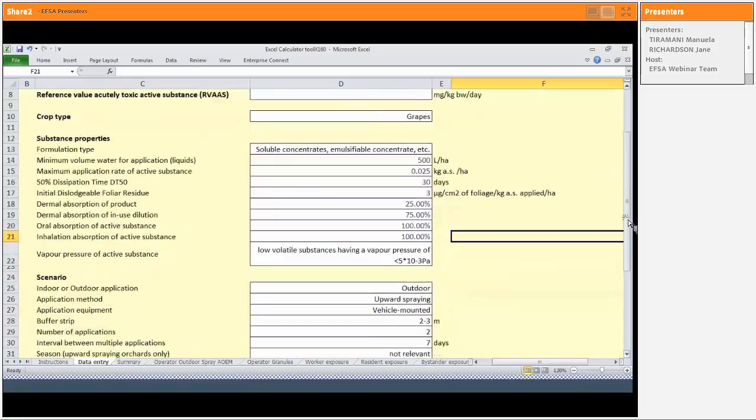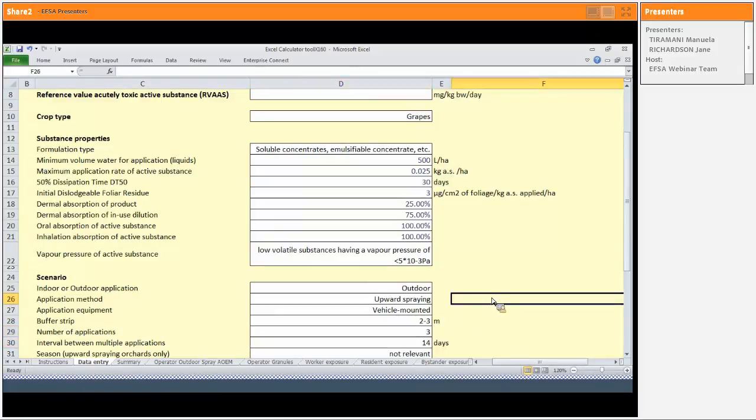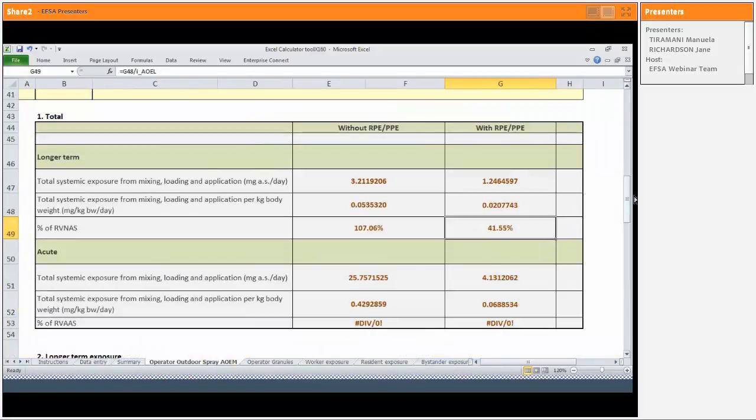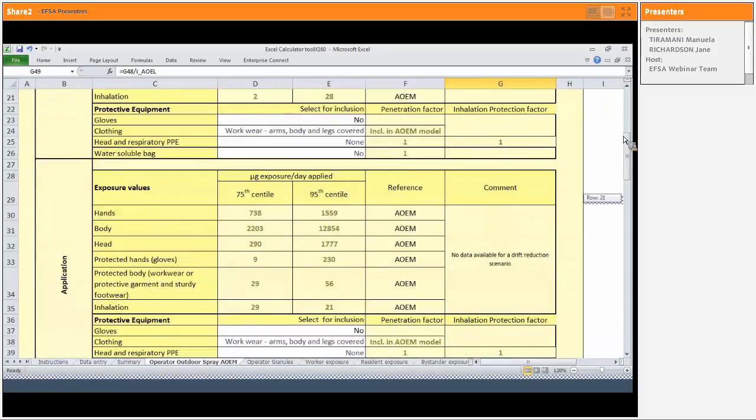Okay, that's great. And then again, we're looking at an outdoor upward spraying vehicle mounted scenario, but in this case, we'll imagine that there are 3 applications with a 14-day interval. So let's take a look at our operator exposure.